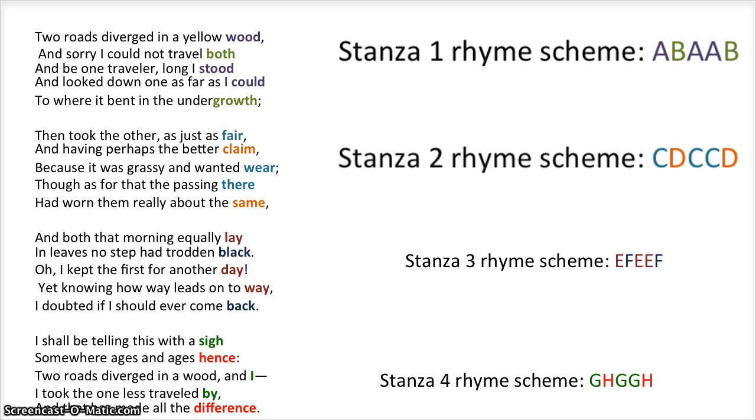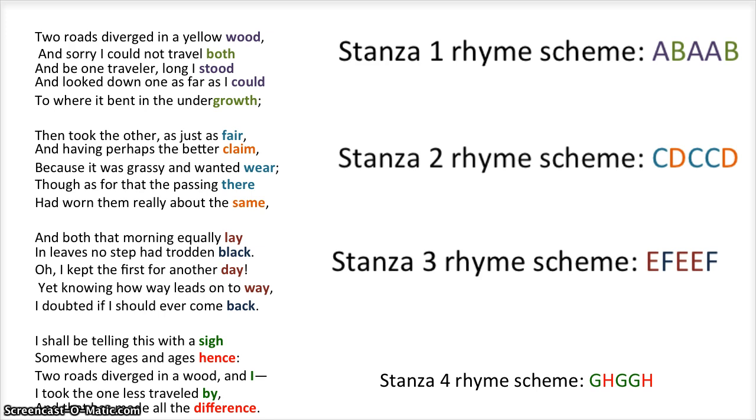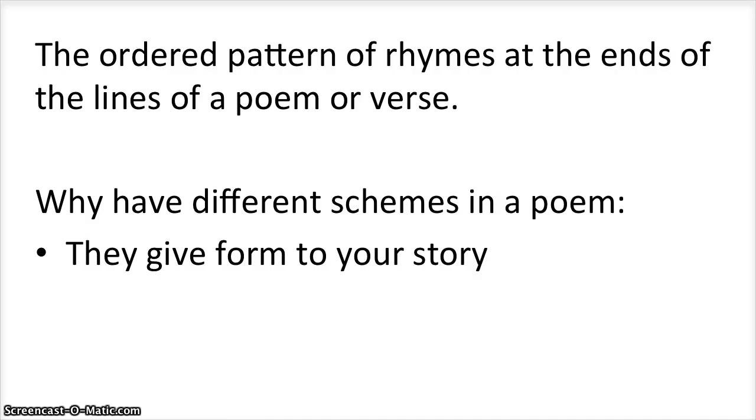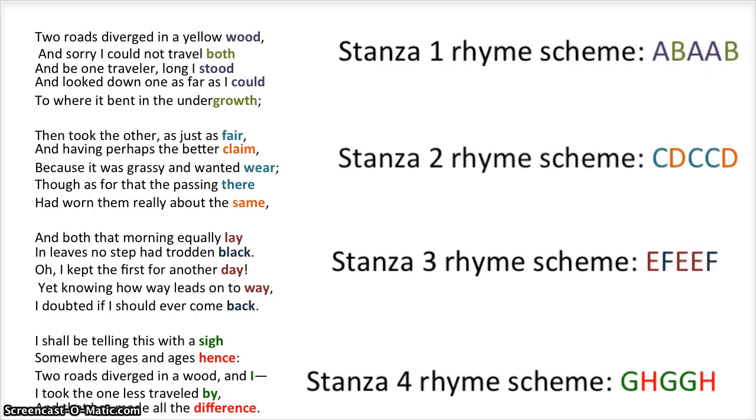So it goes in the alphabetical order, as you'll notice, with stanza 3 being EF, EEF, and stanza 4 being GH, GGH. So what is a rhyme scheme? A rhyme scheme is the ordered pattern of rhymes at the end of the lines of a poem or verse. Why have different schemes in a poem? They give form to your story. So if you look back at the poem, you'll realize that each stanza tells a different story.